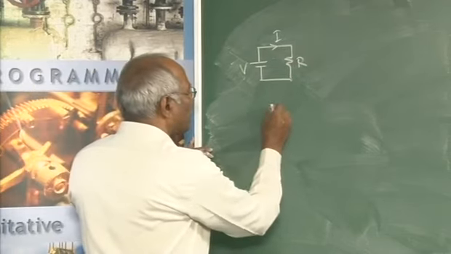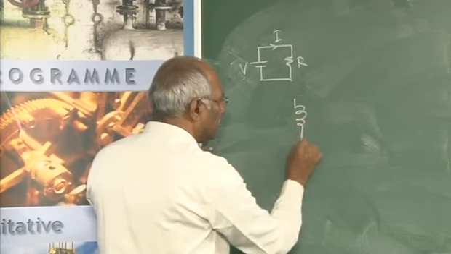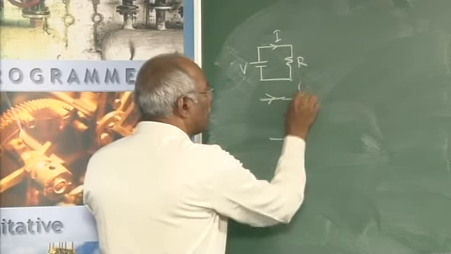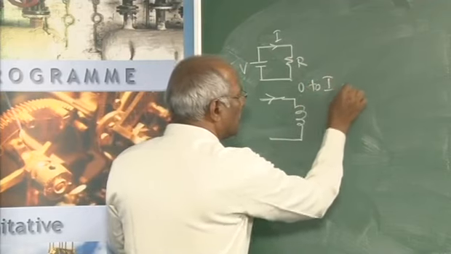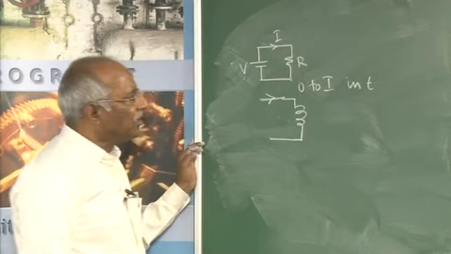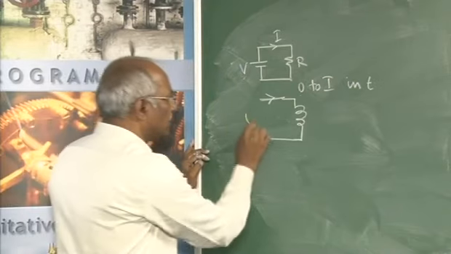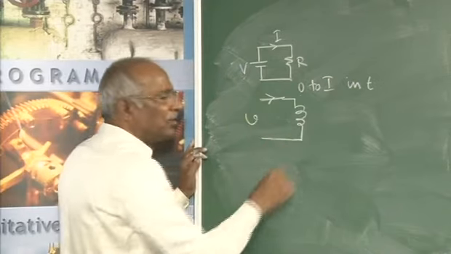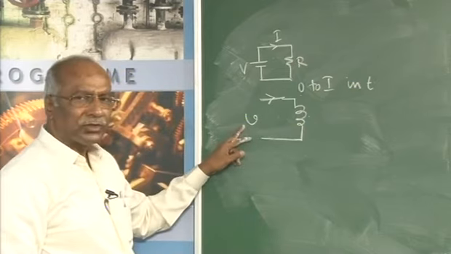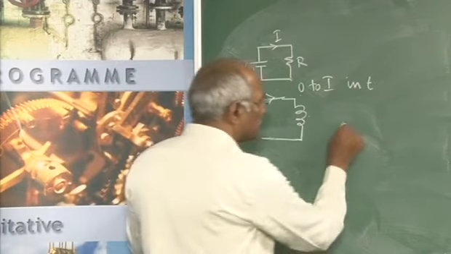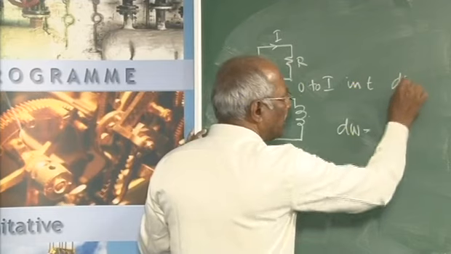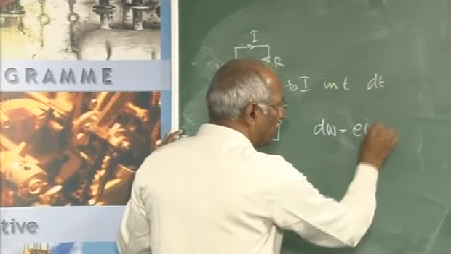In that respect, let us say I have a coil, and let us assume the current increases from 0 to I amperes in time, say t. Then what will be the energy input at any stage? To set up an induced EMF here, there must be work done. The work done must be supplied by the source. The energy supplied over a period of dt is E into I into dt.